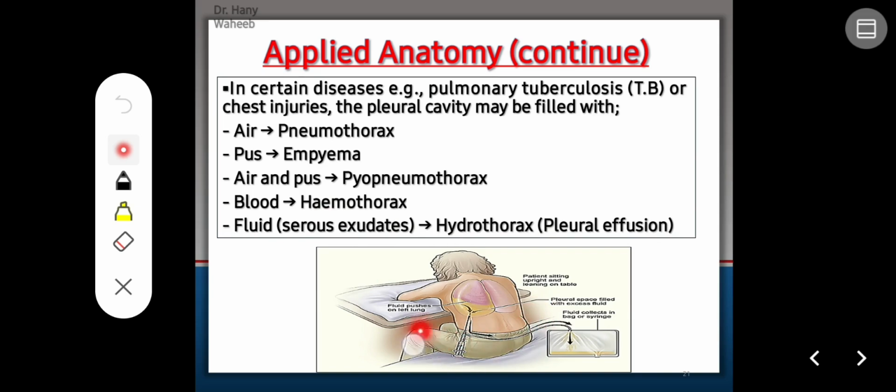This image shows the aspiration of fluids from the pleural cavity. So again, in certain diseases like tuberculosis or chest injuries, penetrating wounds into the chest, the pleural cavity may be filled with air, a condition of pneumothorax, pus, a condition of empyema, or air and pus. If blood is collected, the condition is called hemothorax. And if serous fluid is collected, serous exudate, the condition is called hydrothorax or pleural effusion.